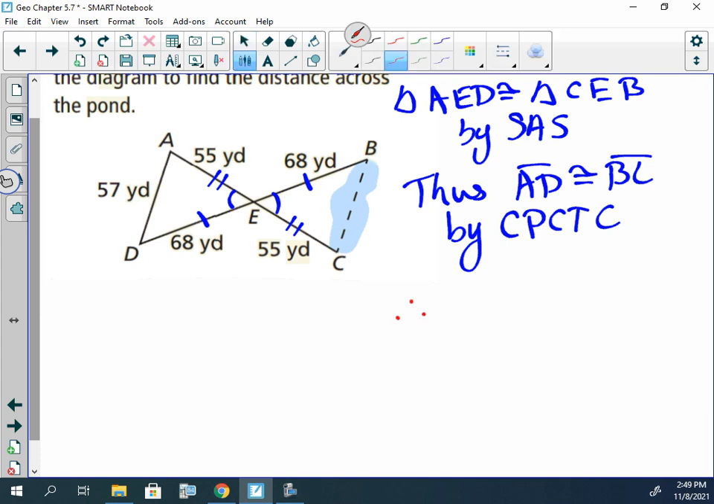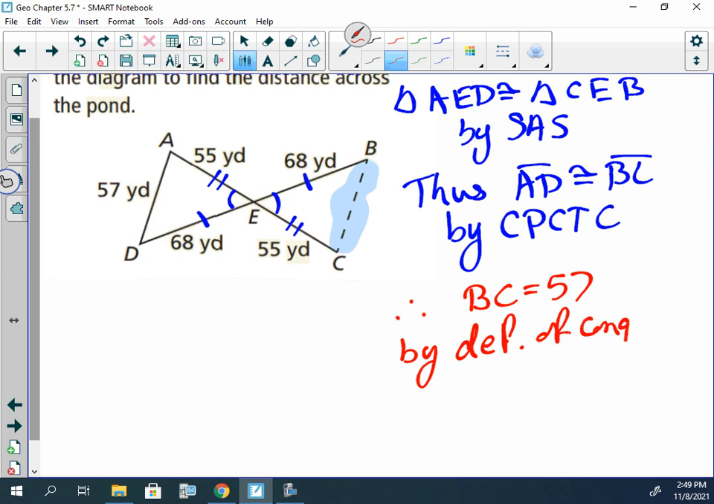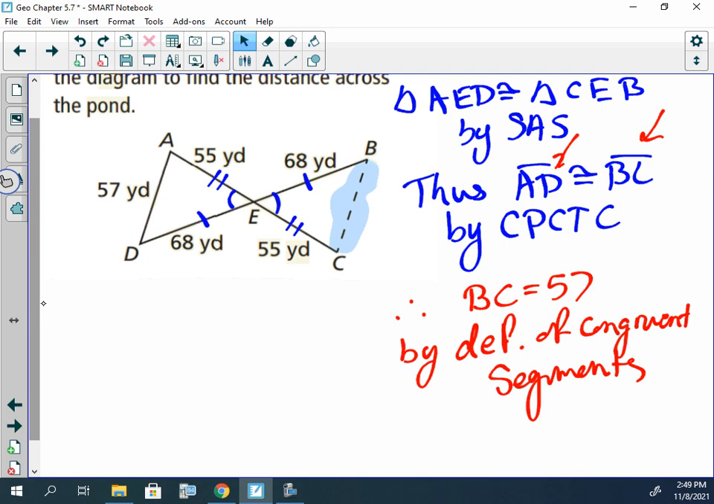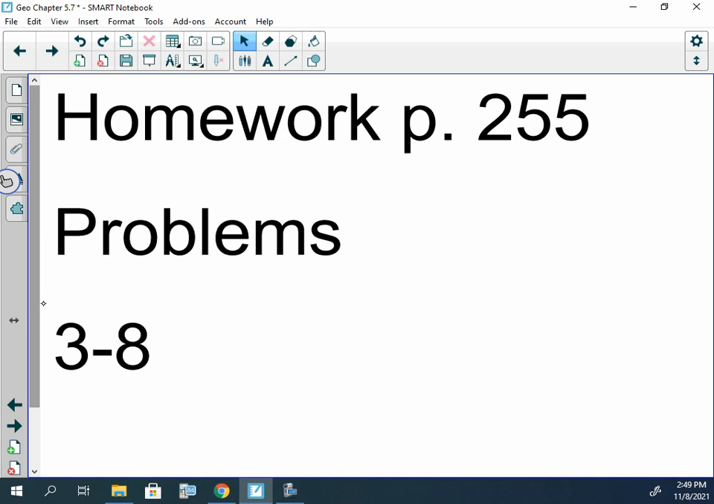Hence, BC is equal to 57 by the definition of congruent. Well, what are we talking about? These are segments. Because AD and BC are segments, so it would be definition of congruent segments. And that's it.